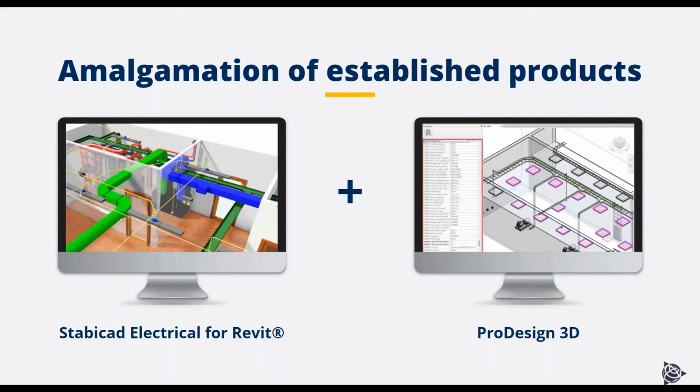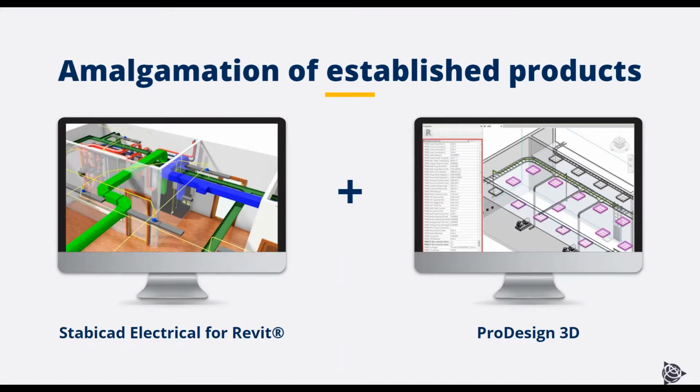And for those that have experience of Stabicad or ProDesign 3D prior to this point, it's important to point out that all of the functionality from both applications has been amalgamated under the Stabicad name. Traditionally, Stabicad provided the symbols and the families plus the productivity tools to assist with the creation of the model, time saving and promoting standardization. ProDesign 3D, on the other hand, sought to provide the system sizing calculations, data entry tools, and circuit routing. But this all now exists in the same application.